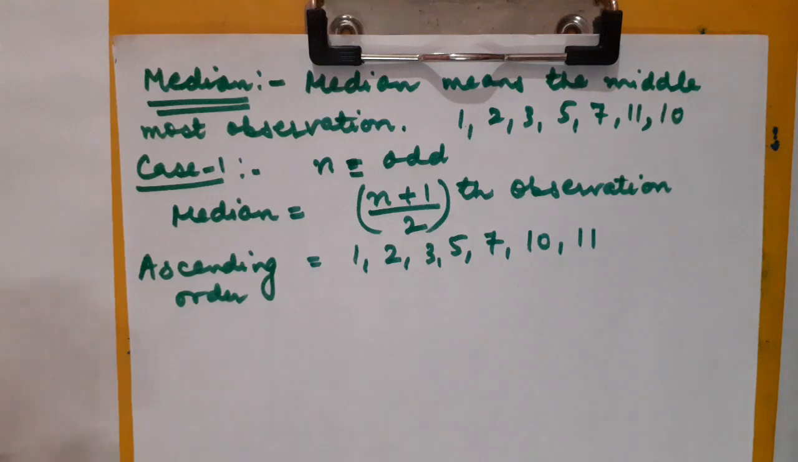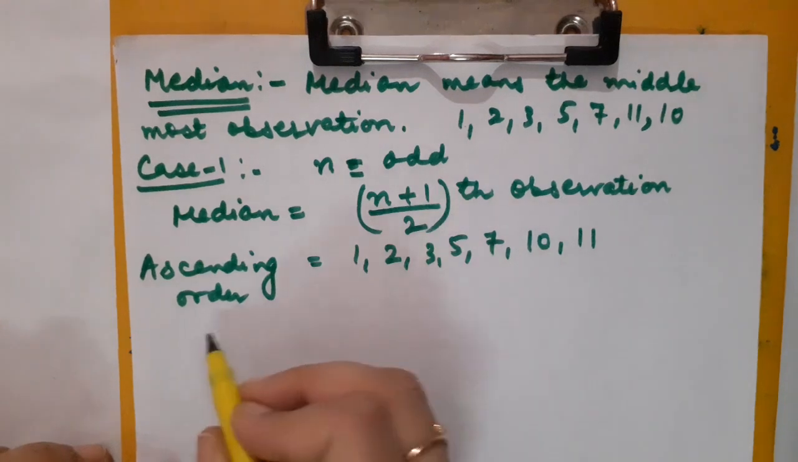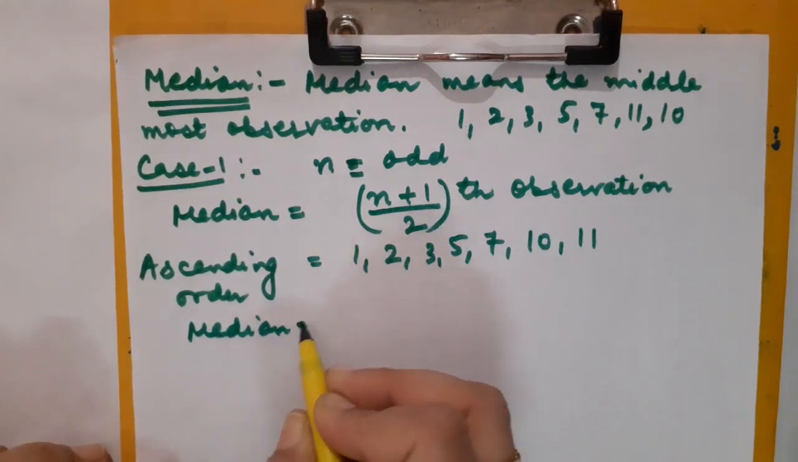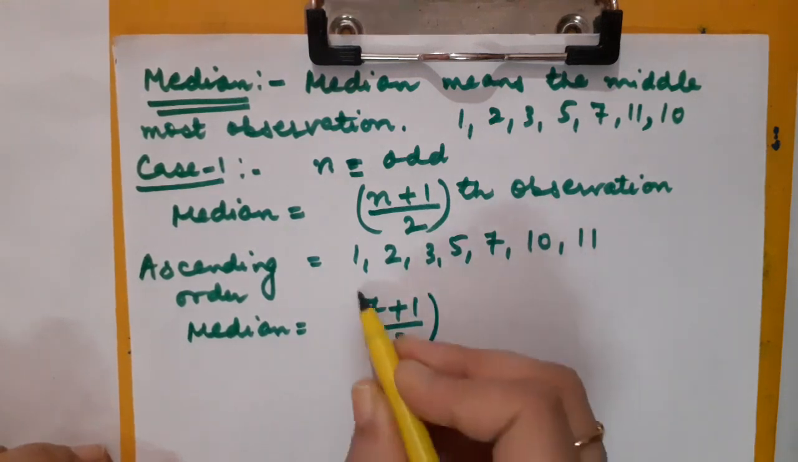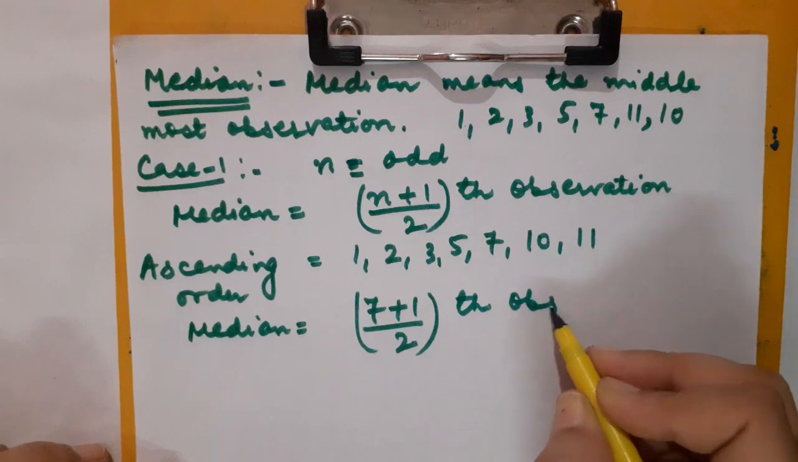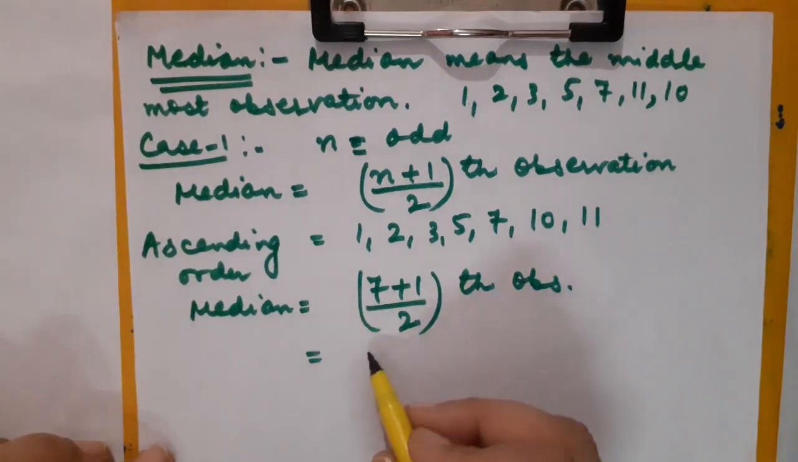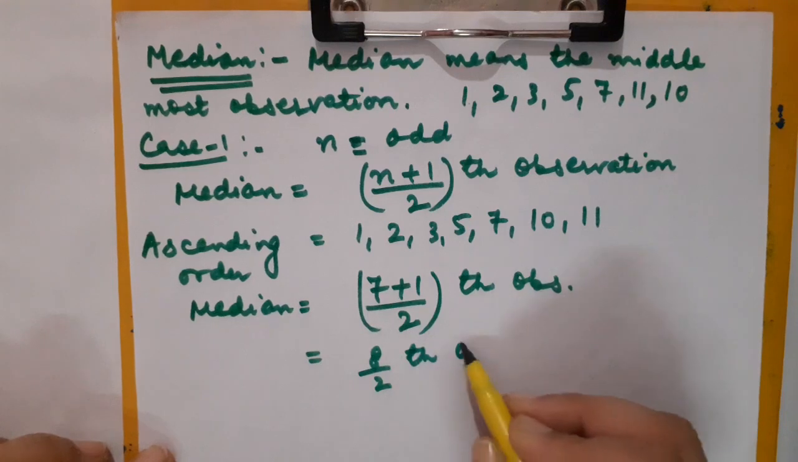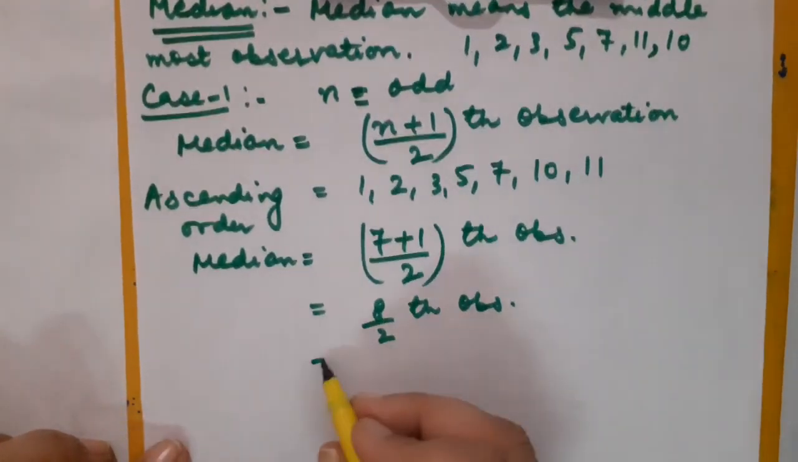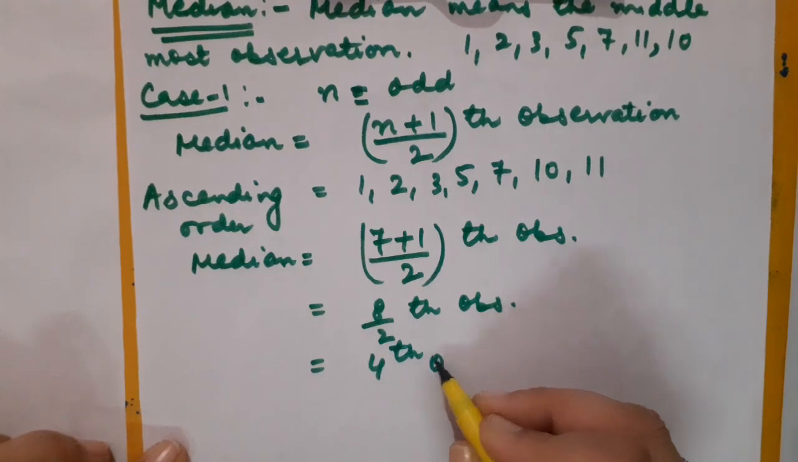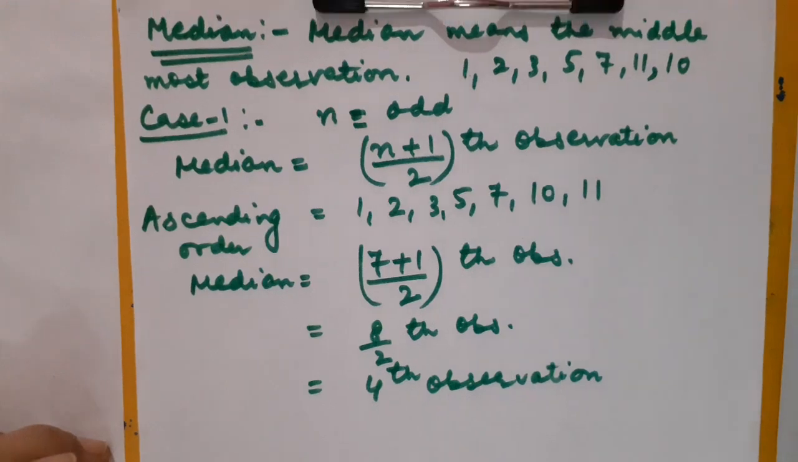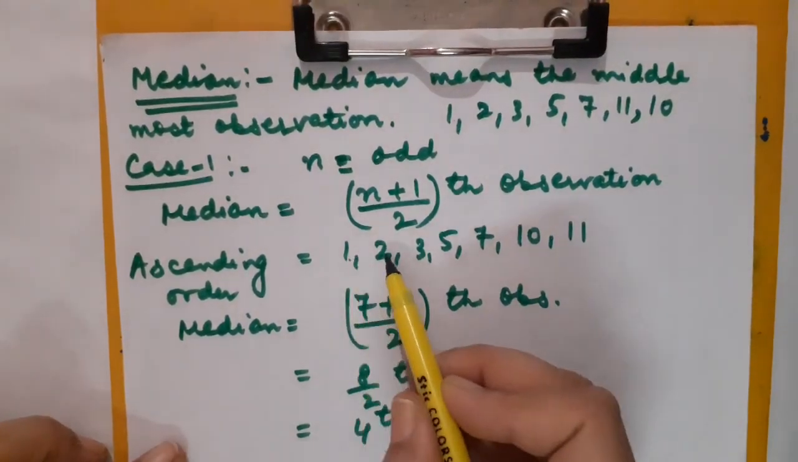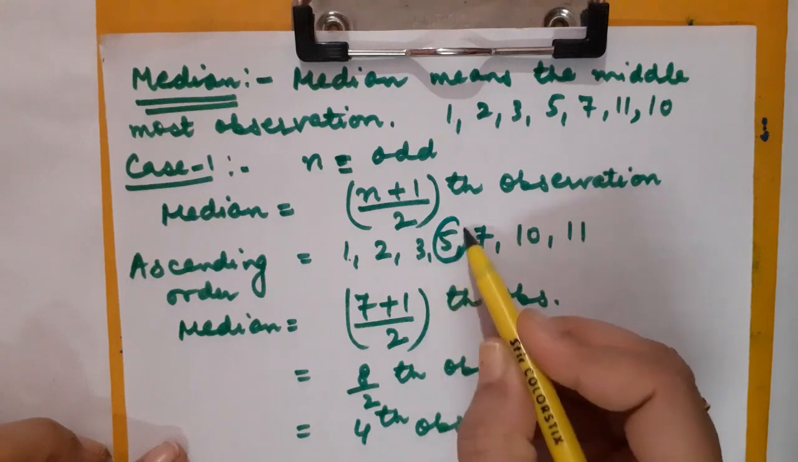So children, can you tell me what would be the median? Let us apply the concept in it. Median must be equal to n plus 1 by 2. N is 7 plus 1 divided by 2th observation. Correct? So this is 8 by 2th observation. Means the 4th observation, or you can say that the 4th term must be known as the median of the given ungrouped data. So this is 1, 2, 3, 4. This one will be known as the median.